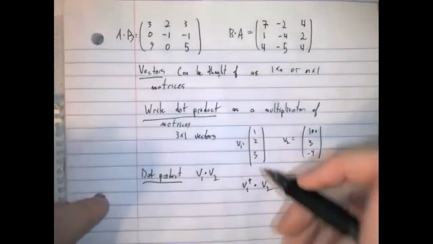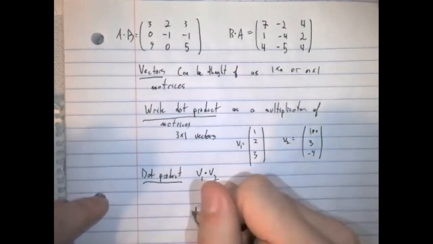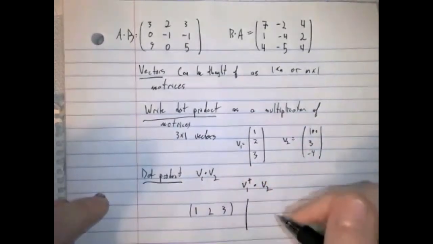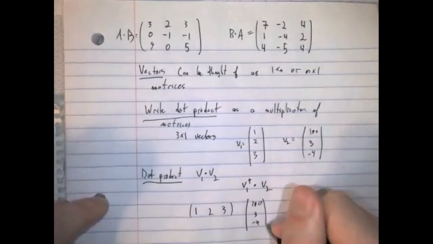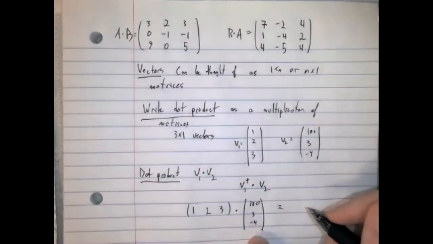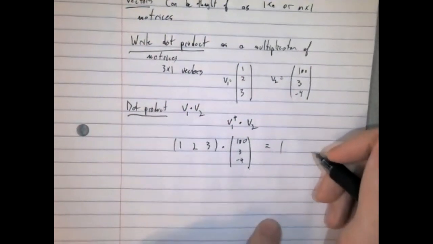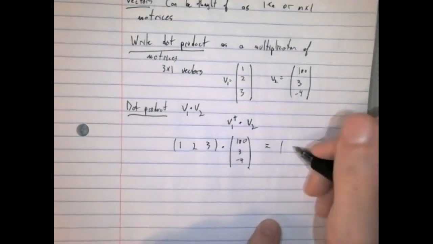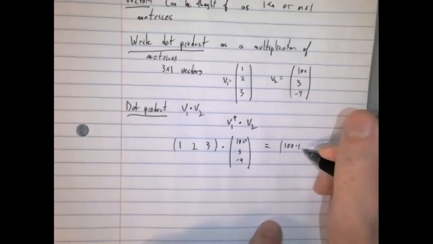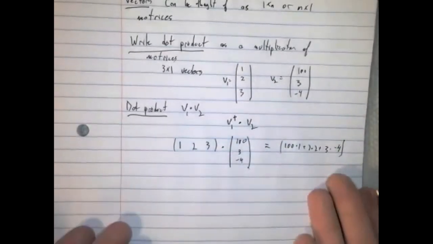Because the transpose will make this matrix into a 1 by 3 matrix, namely 1, 2, 3. And then this one is just a regular matrix, 100, 3, negative 4. And what is the matrix multiplication of these two? It's a 1 by n times an n by 1 matrix. So I expect a 1 by 1 matrix, which is just a number. And that number is equal to 94. I was just going to write 100 times 1 plus 3 times 2 plus 3 times negative 4, which is exactly what the dot product is.